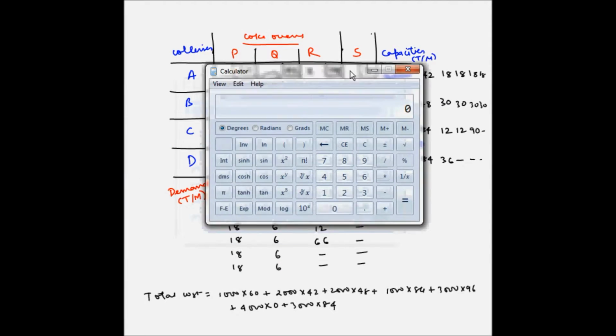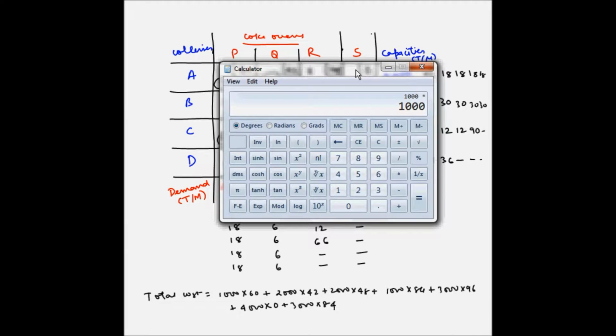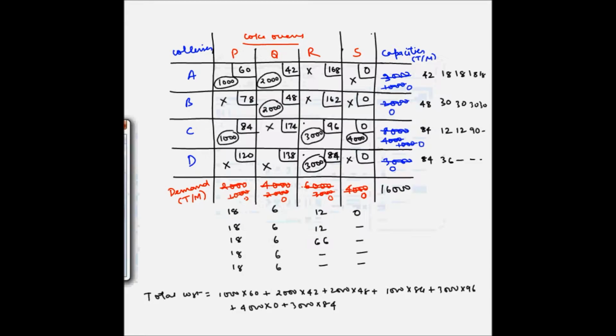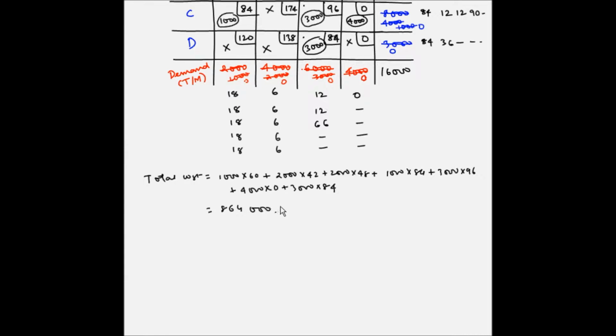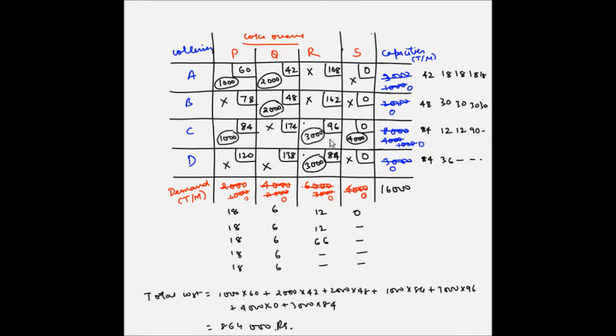So let me pull my calculator here. So 1000 multiplied by 60 plus 2000 multiplied by 42 plus 2000 multiplied by 48 plus 1000 multiplied by 84 plus 3000 multiplied by 96 plus 4000 multiplied by 0 plus 3000 multiplied by 84. So the total cost is 864,000 rupees.